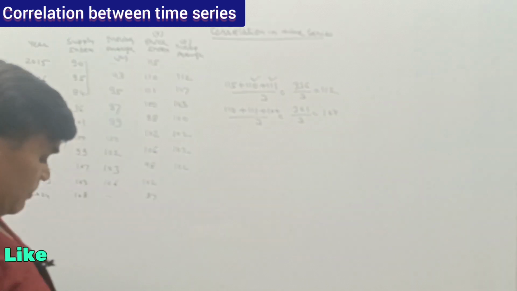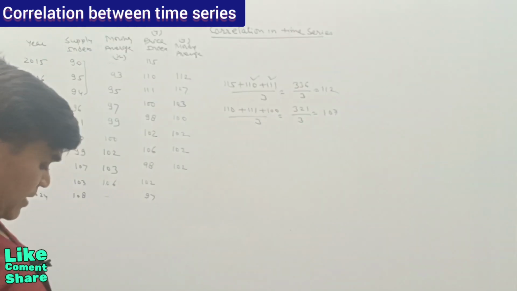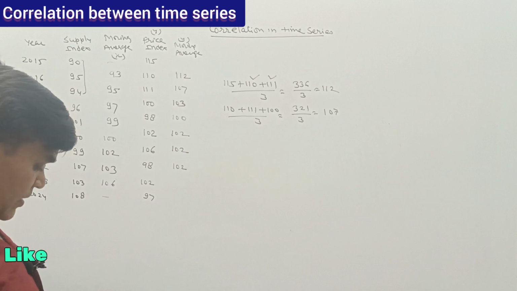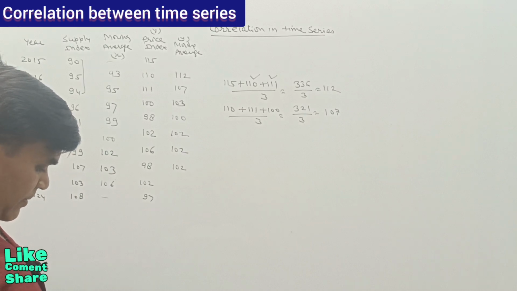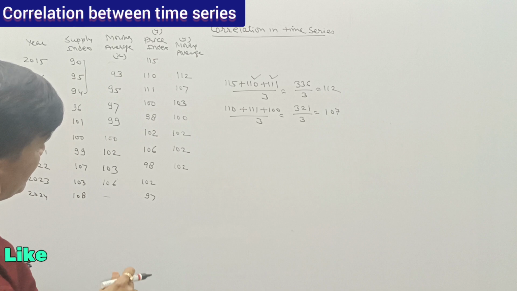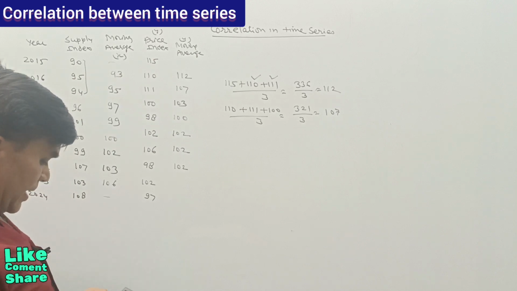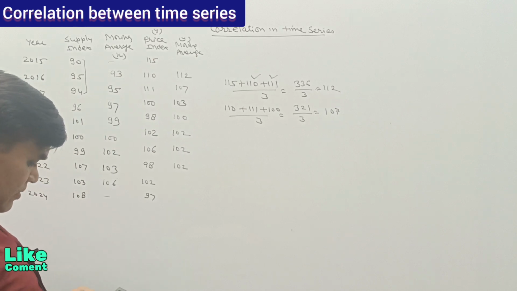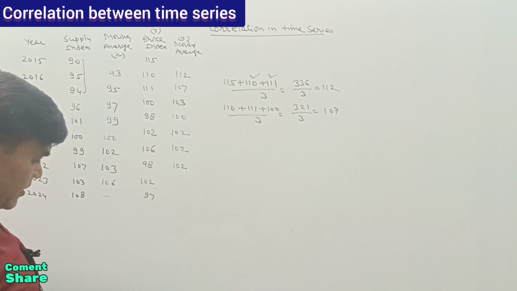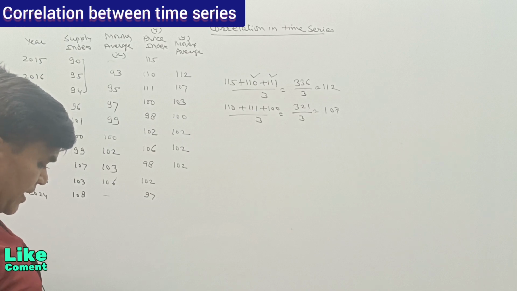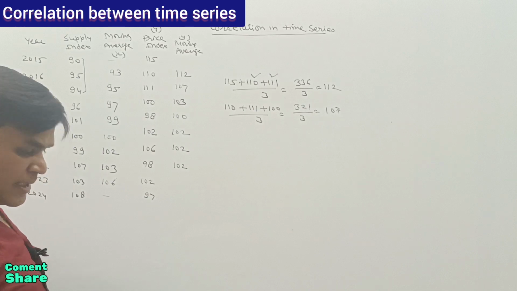106 plus 98 plus 102 divided by 3. Okay. Last one, 98 plus 102 plus 97 divided by 3, that is 99.